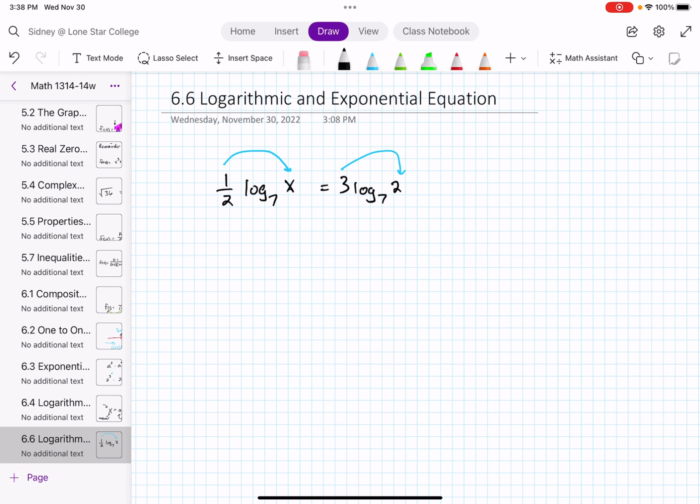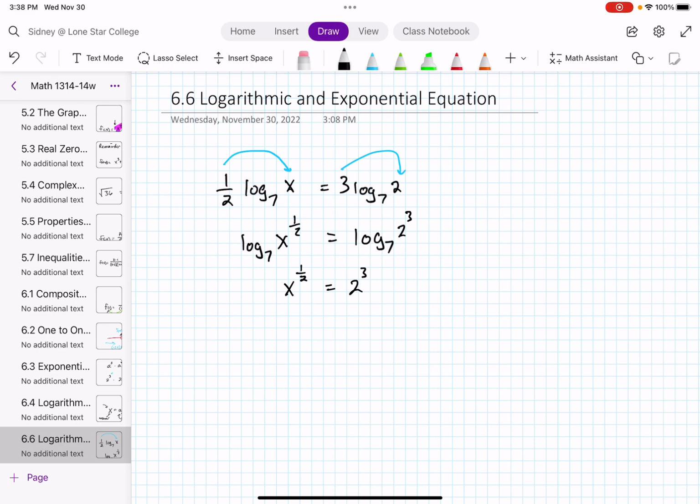And so that gives me log base 7 of x to the 1/2 power is equal to log base 7 of 2 to the 3rd power. And because I'm doing the same operation to both sides, log base 7 of and log base 7 of, that means the parts on the inside of the logs have to be equal to each other as well. And so I have x to the 1/2 power equals 2 to the 3rd power.